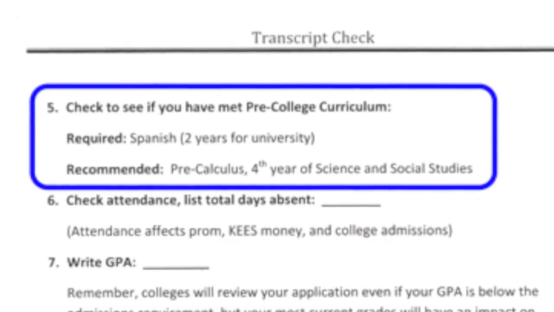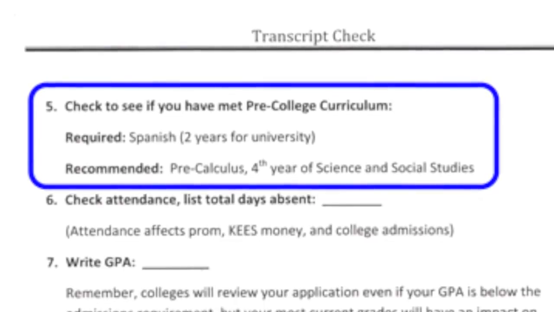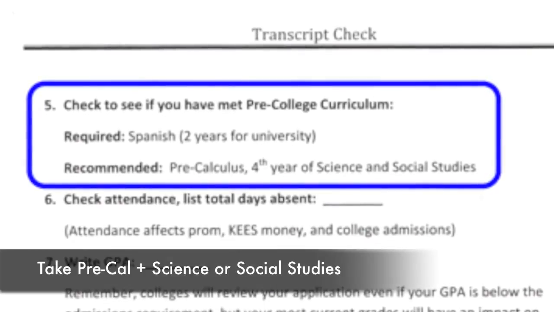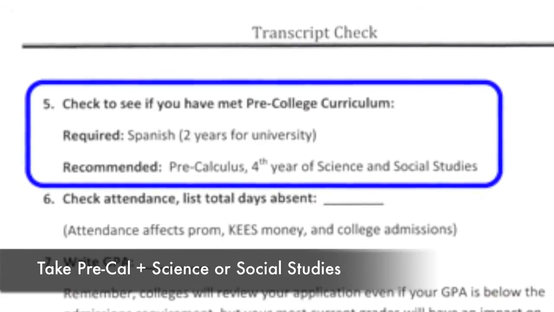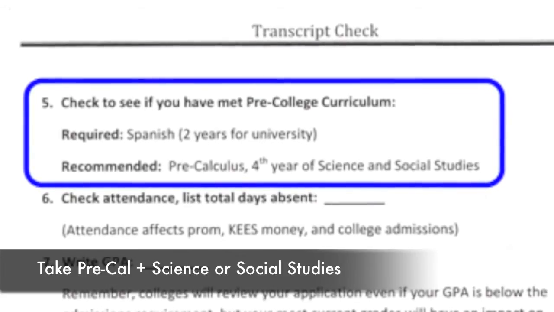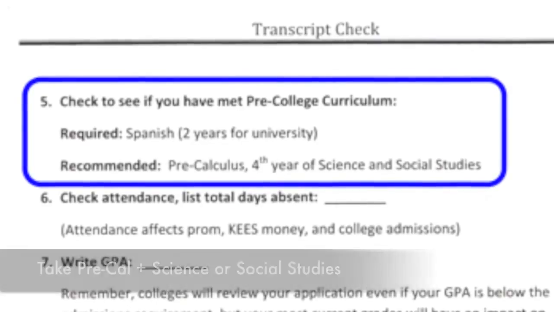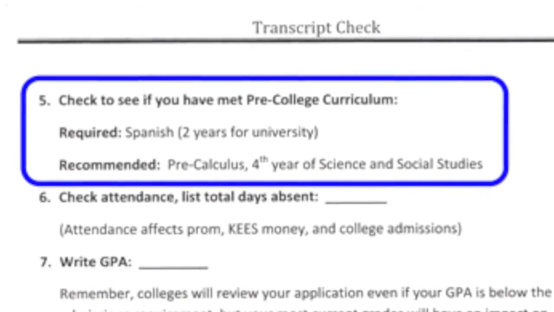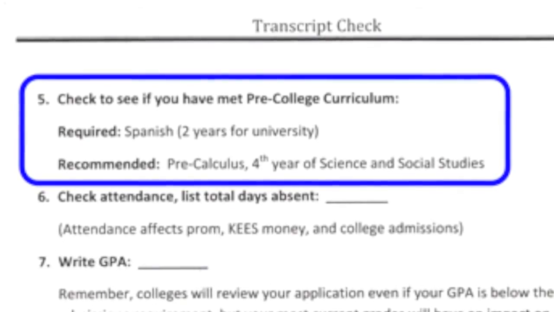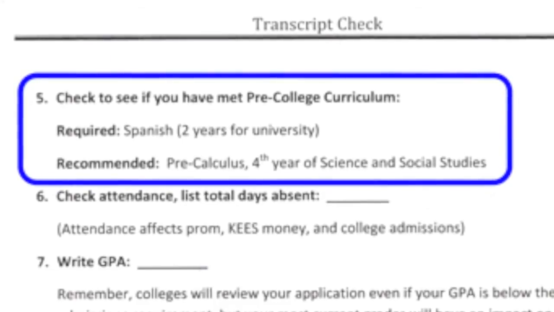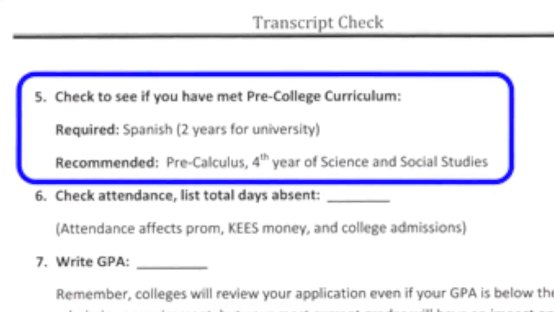as possible. Second thing you have to do is they recommend that you take pre-calculus or higher in another 4th year of science or social studies. So when you're going to pick elective classes for next year, it's real important that you want to take as many science, social studies, math, and English classes as you can. They will look better on your transcript and help you get into college.